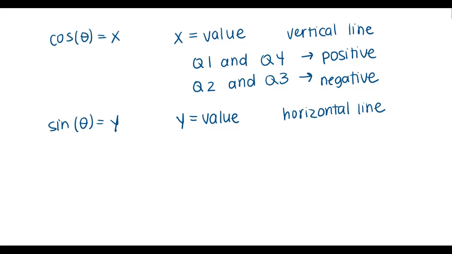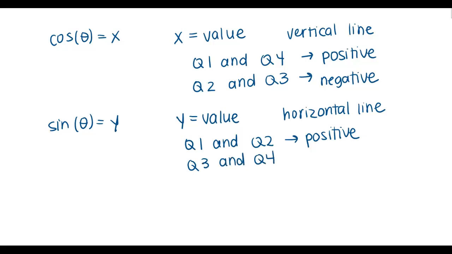Okay, so when we're creating a horizontal line, the y is going to be positive when we are in quadrant 1 and quadrant 2. So you would want to find two values in quadrant 1 and quadrant 2 if the value is positive. And then quadrant 3 and quadrant 4 if the value is negative.